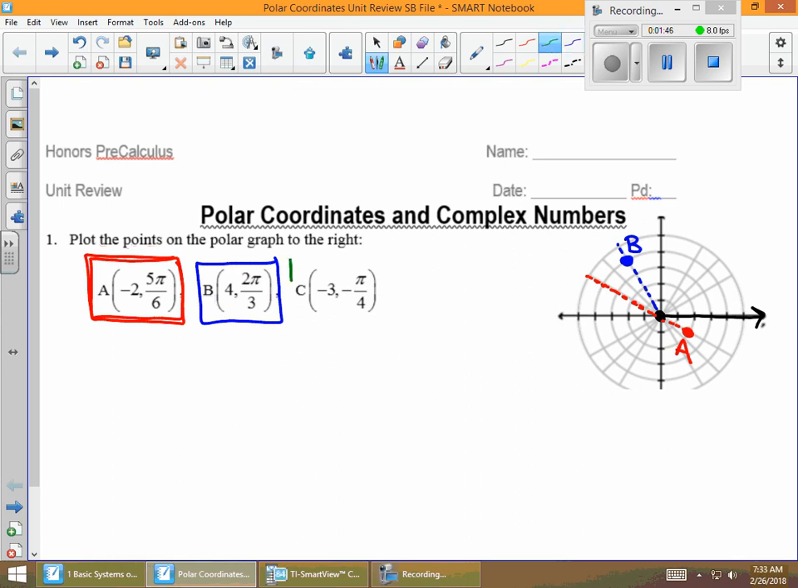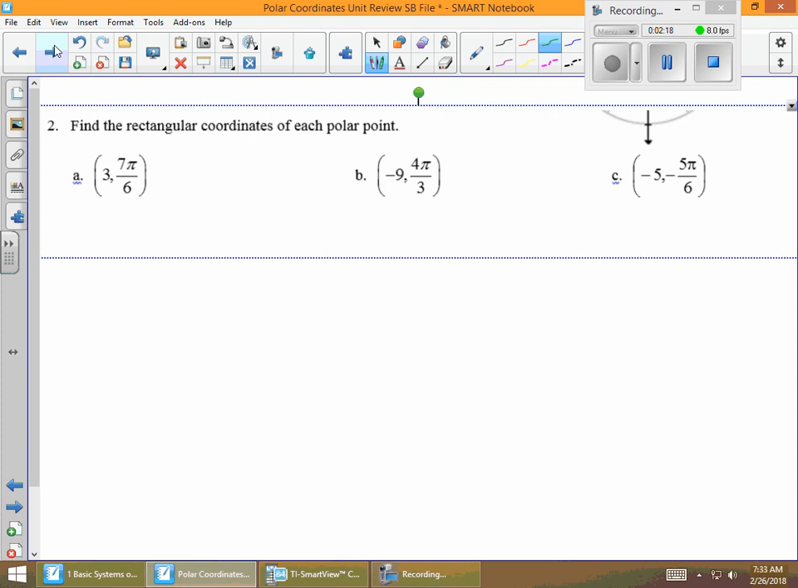Last one here, C: -pi over 4 is our theta, -3 is our r. So -pi over 4 is going to graph clockwise. It's that angle line right there, but we're going in the opposite direction, 3. So 1, 2, 3. There's where C is going to go. You don't have to have all of those little dotted lines; I just did that for a visual to help you. All right, so that's plotting points in polar coordinates, r, theta.